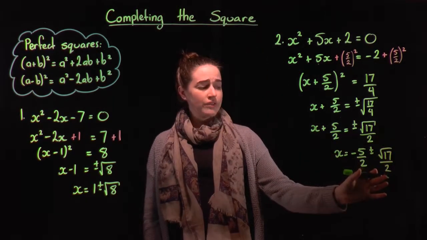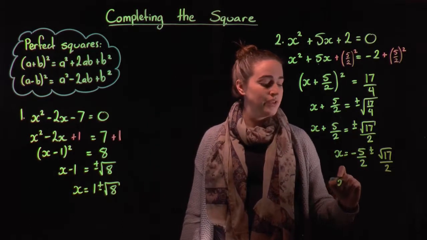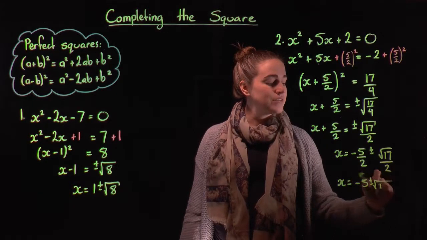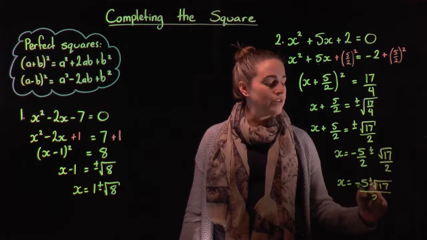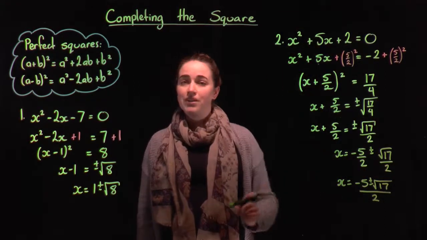Now, because they both have the same denominator, they both have a 2 down there, we can write that as one fraction. So x equals minus 5 plus or minus the square root of 17, all over 2. So those are our two solutions that make this quadratic equation correct.